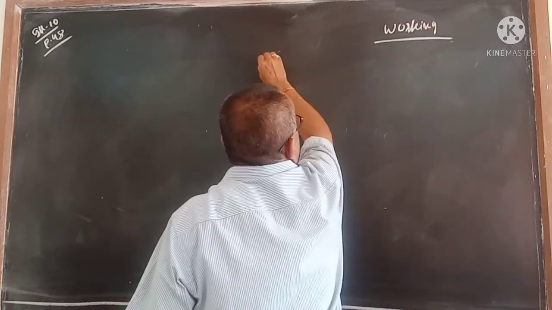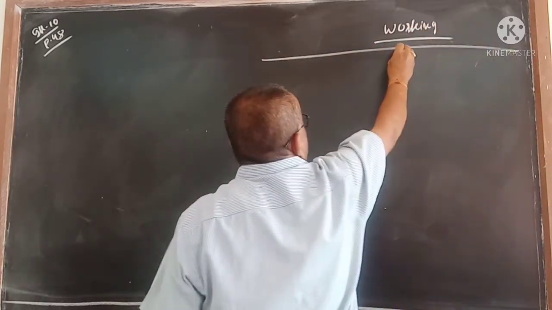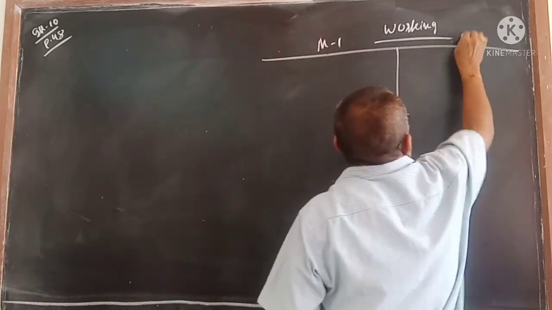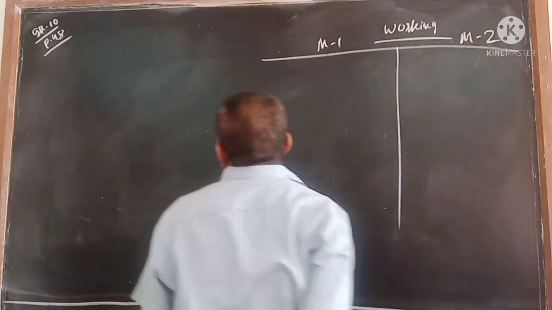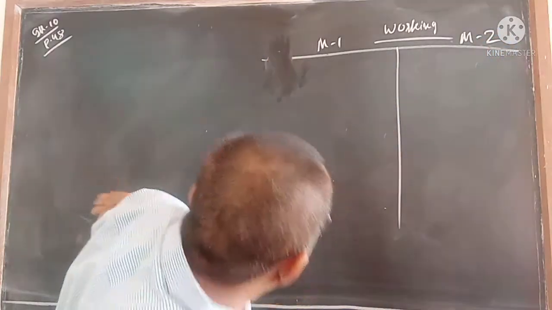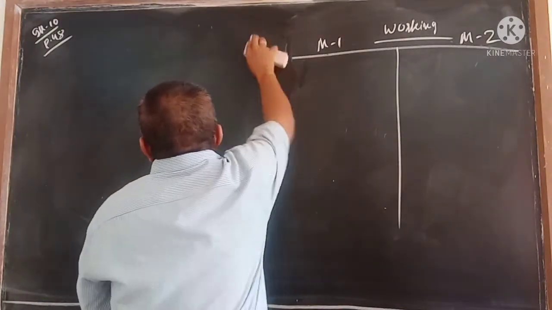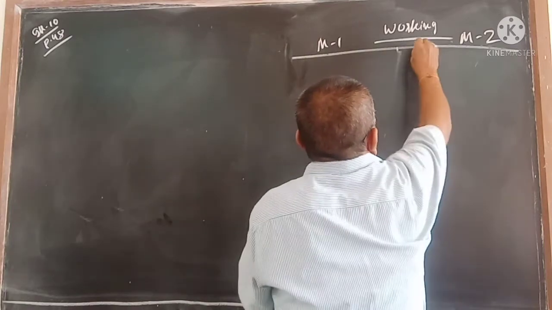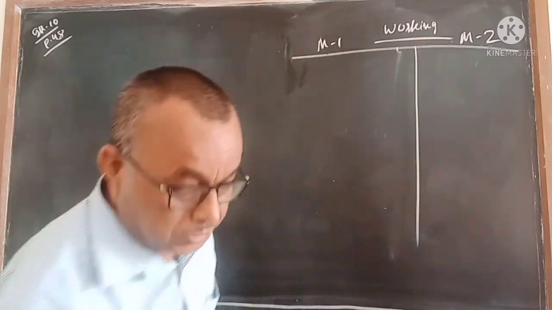Two machines you got, so take a page for machine 1 and machine 2. You write here M1 and M2. M1 means machine 1, M2 means machine 2. This side I want to keep a little space for doing the machinery account later. So machine 1 and machine 2 is enough space for that working.